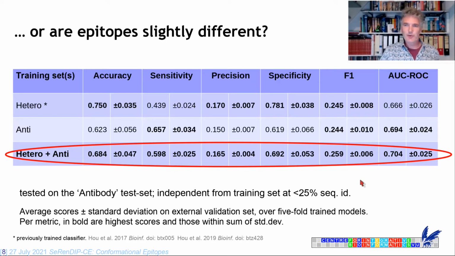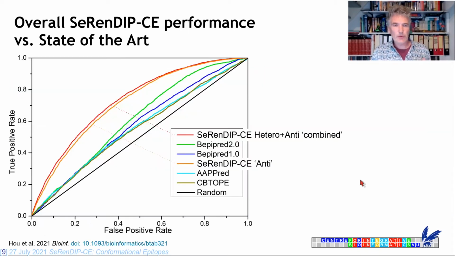So that's the main result actually for today, but we can dive a little bit deeper. And the first thing we want to see is how does this compare to other methods that are available. There are 4 that we have used, that we could use, and that's Bepipred version 1 and 2, Epipred, and CBTOPE.